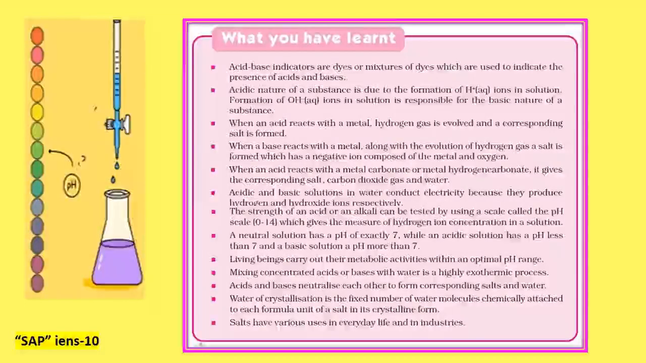The strength of an acid or an alkali can be tested by using a scale called the pH scale, that ranges from 0 to 14, which gives the measure of hydrogen ion concentration in a solution. A neutral solution has a pH of exactly 7, while an acidic solution has a pH less than 7 and a basic solution a pH more than 7. Living beings carry out their metabolic activities within an optimal pH range.